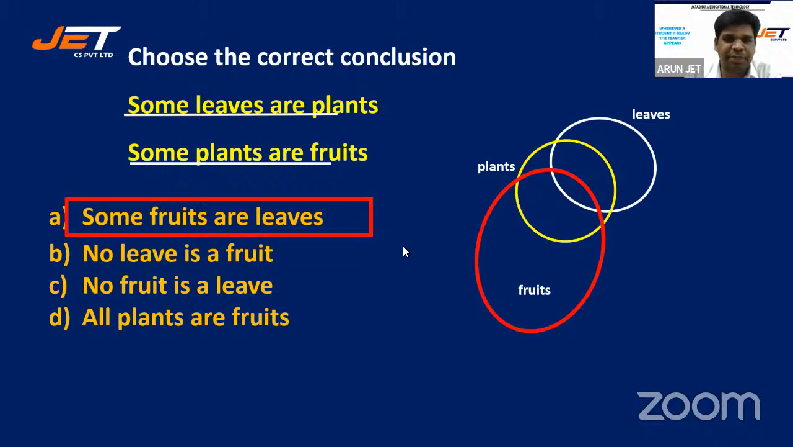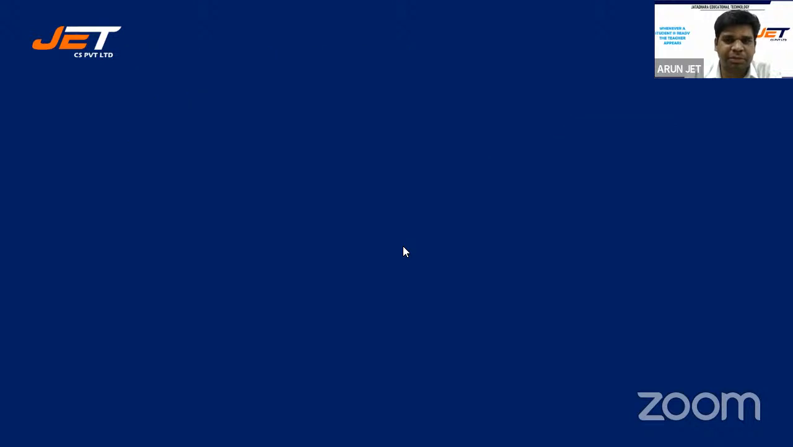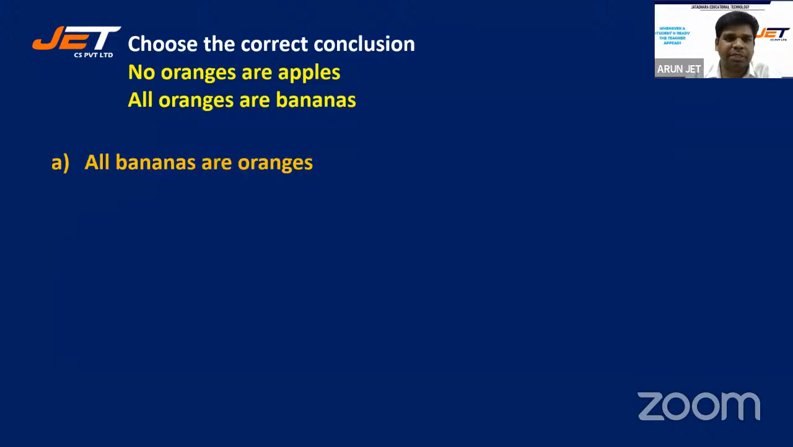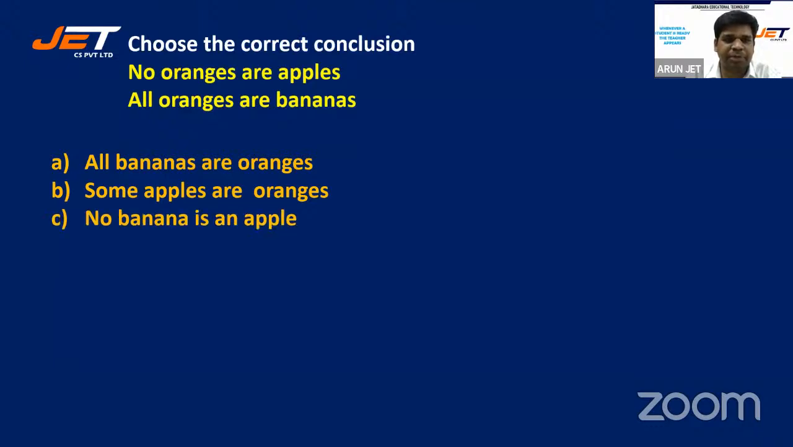All right, let's go for the next one. Yeah, good, Vaishnavi. Choose the correct conclusion. No oranges are apples. All oranges are bananas. All bananas are oranges. Some apples are oranges. No banana is an apple. Some bananas are oranges. Take a minute's time.